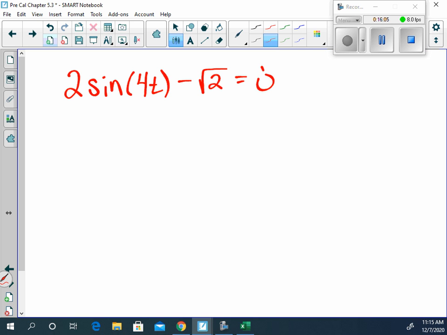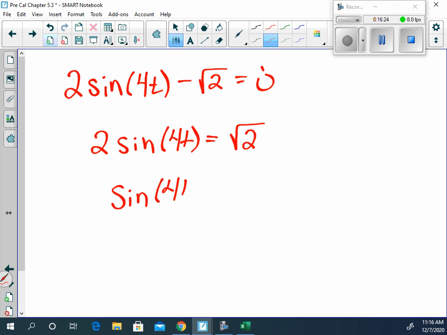So let's do this one here. Well, to solve this here, first we would add 2 pi, add the square root of 2, and then we would divide by 2, and get sine of 4t is equal to the square root of 2 over 2.